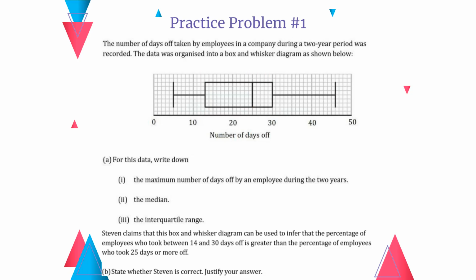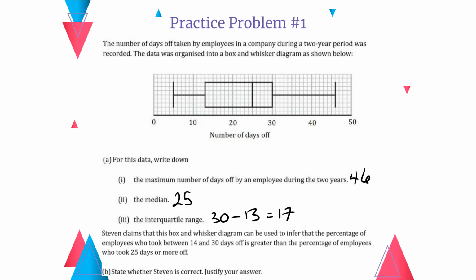We're asked that for this data, write down the maximum number of days off taken by employees during the 2 years. So the maximum is 46. The median is right there, and that's 25. And the interquartile range is from 13 to 30. So we subtract that, and we get an IQR of 17.